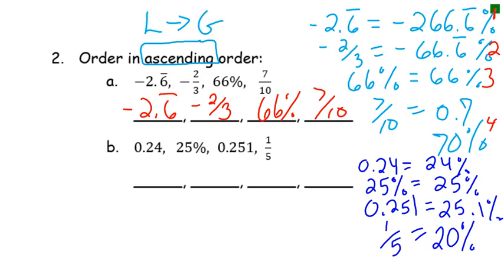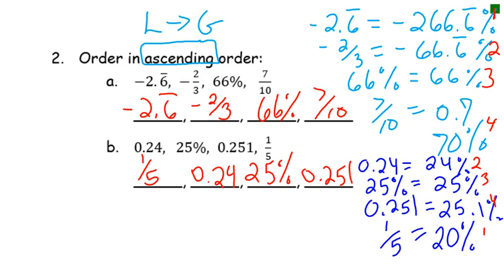So I'm ordering in ascending order from least to greatest. So the least would be 20%. So that's the first one I'm going to list. Its original form was 1/5. Then I have 24%. So its original form was in a decimal form, 0.24. Now I have 25% and 25.1%. 25% is slightly less than 25.1%. So that would be listed third. It was originally 25%. And my greatest value is 25.1%. That's listed last. That was a decimal, 0.251. So there you have it.